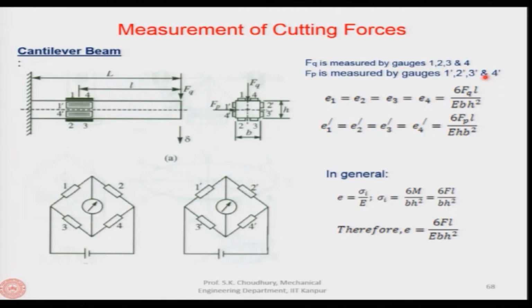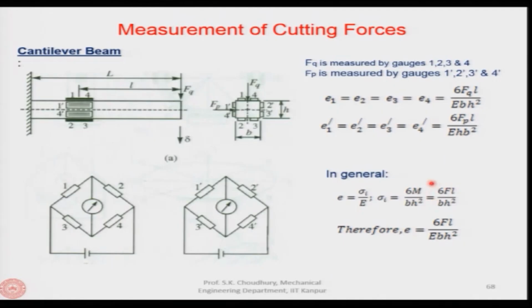Okay. Now, the values of E1, E2, E3 and E4 will be given by 6 Fq L divided by E b h square. Where is it coming from? In general, we know that the strain is equal to stress divided by Young's modulus. Now, the normal stress can be found out by 6 M, where M is the moment, divided by b into h square. This is the formula taken from solid mechanics.